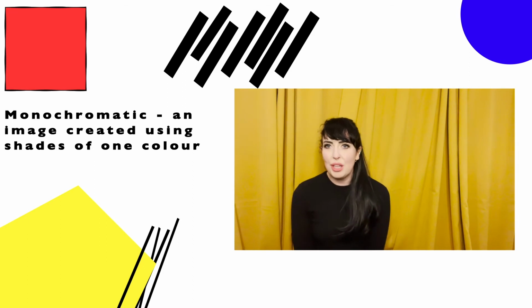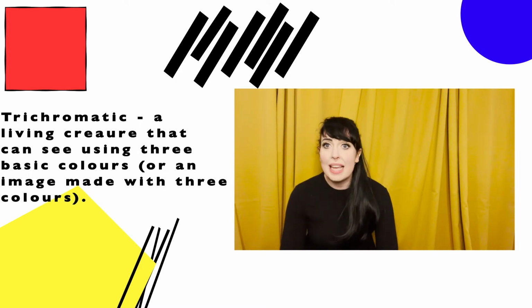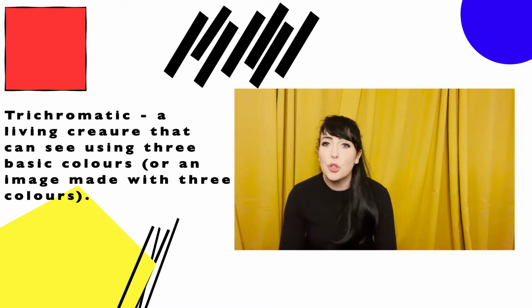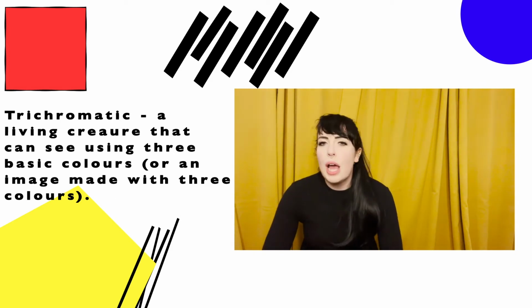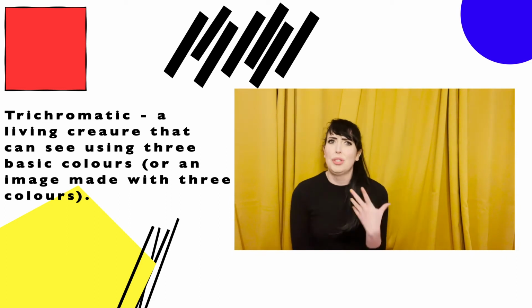But most things that we look at are not monochromatic. They're made up of lots of different colours. And this is because we are trichromatic creatures. The chromatic in trichromatic means the same as it did in monochromatic. It means colour. The tri, can you guess what tri means? Tri means 3. So trichromatic means that we can process 3 colours, but that doesn't sound right.